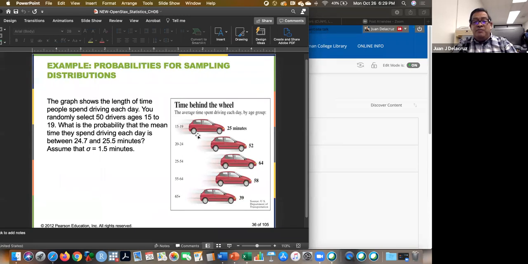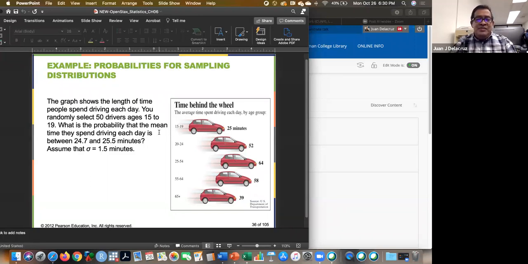So in this case, we have population data, right? At some point, the US Department of Transportation conducted a big data collection, and they know that on average, people who are 15 to 19 years old drive 24 minutes, 54 minutes if they are between 20 and 24, and 64 minutes if people are from 25 to 54. This data was collected from a big sample and can be representative of the population.